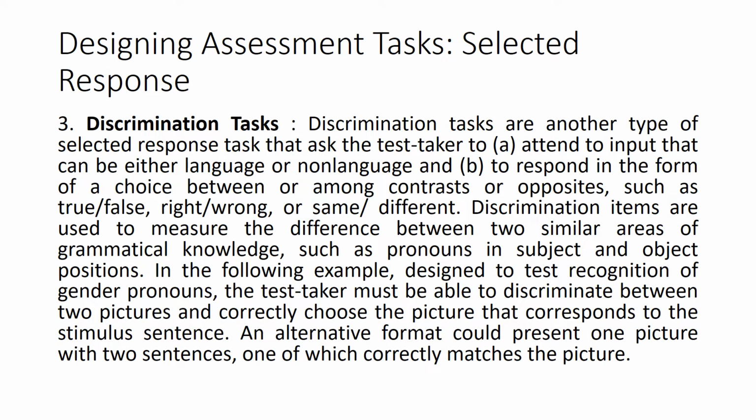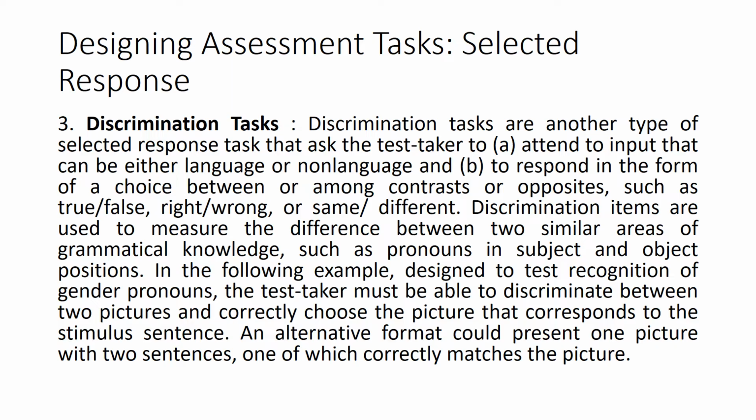Another form of selected response questions or tasks you can include in your exam or for your students in grammar is called a discrimination task. Okay, you give your students a prompt, a question, an item, which can be either in a form of language, which means a sentence or something above the sentence, or non-language, or sometimes a picture. Okay? And you ask them to choose between two options you give them. True or false, right or wrong, same or different.